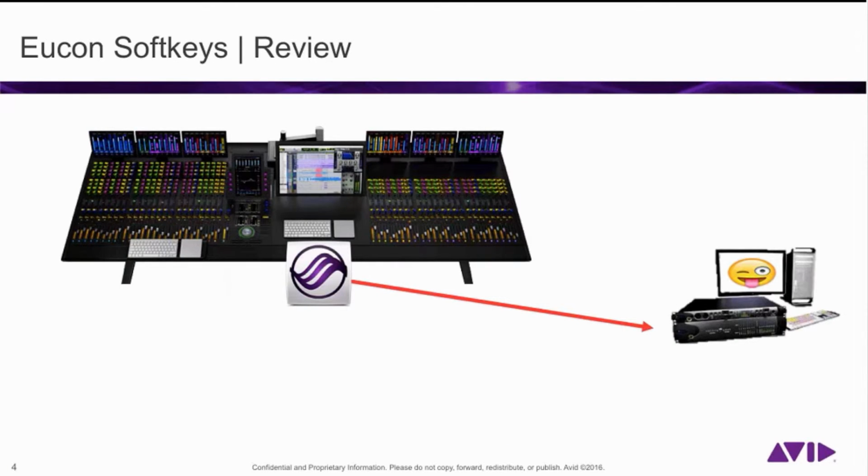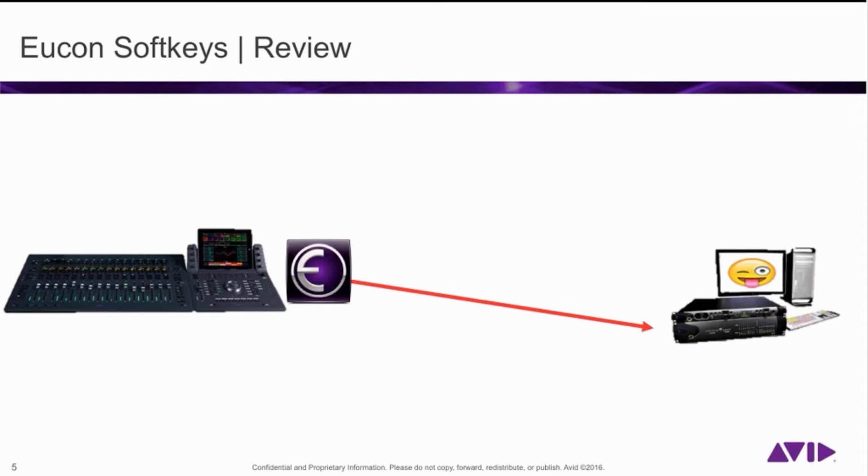All right, so a quick review on what Eucon is. Eucon enables you to connect a single surface to a single workstation. In this example, S6 is considered a single surface made up of multiple modules. Or you can connect multiple surfaces to a single workstation. S3, Dock, and Control are all considered an individual surface, but all connected to a single workstation. So multiple surfaces here, single workstation.